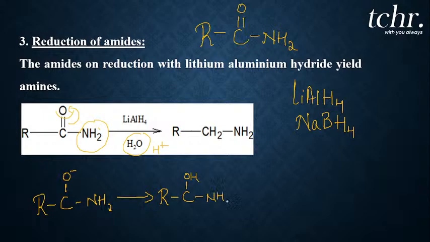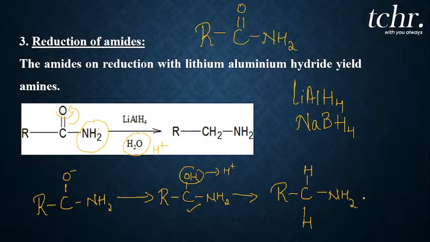Here again this OH will leave with the H plus ion as H2O, and addition of two hydrogens here will give you RCH2NH2, which is nothing but an amine. The OH minus with H plus ion escapes as a water molecule, and to the carbon atom you have to add hydrogens, and we get RCH2NH2.